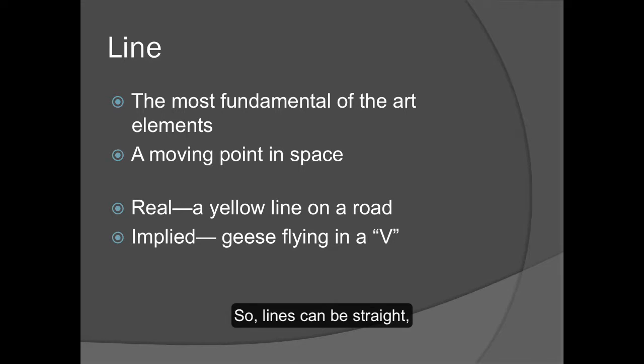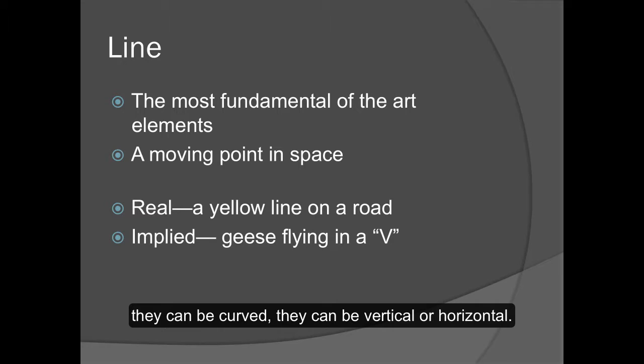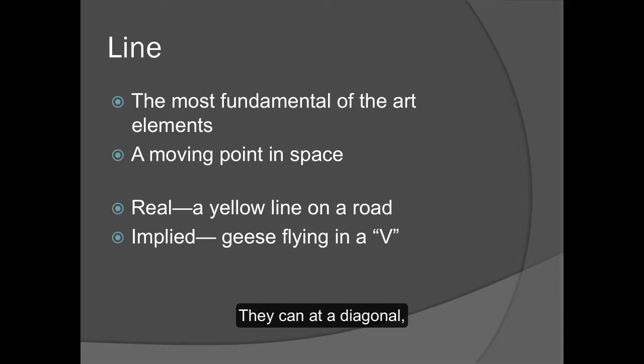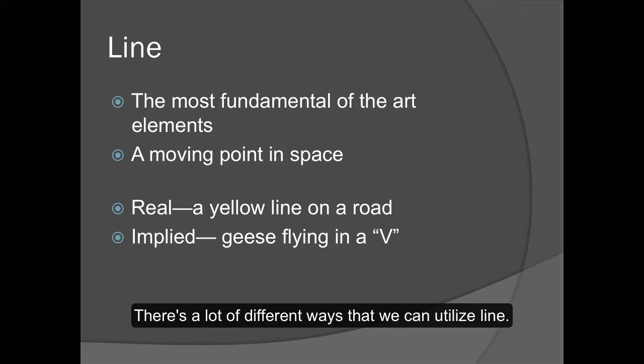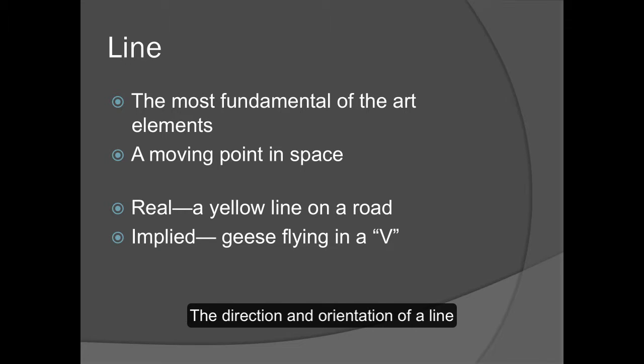So lines can be straight, they can be curved, they can be vertical or horizontal. They can be at a diagonal. They can be zigzag. They can be organic. There's a lot of different ways that we can utilize line. The direction and the orientation of a line really does imply feelings or emotions. And so you can trigger some of these almost subconsciously with your viewer.